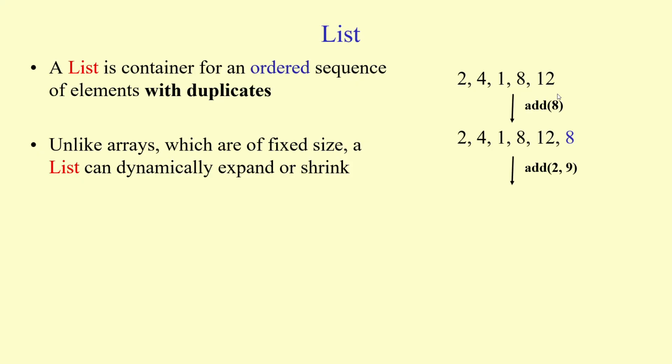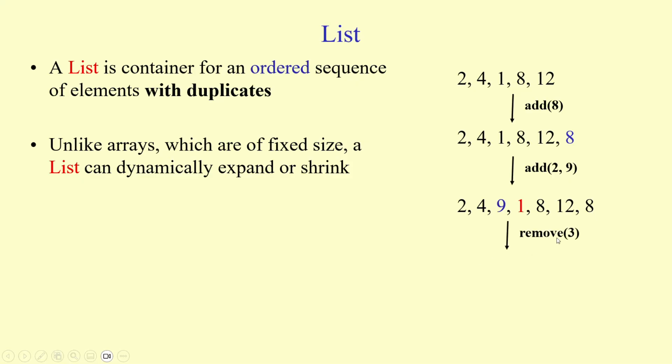Now let's add 9 at a particular position, so position 2. So 9 is going to be added at position 2, and everything from position 2 onwards will be shifted one position to the right. So the list becomes 2, 4, 9, 1, 8, 12, and 8. So everything was shifted one position to the right.